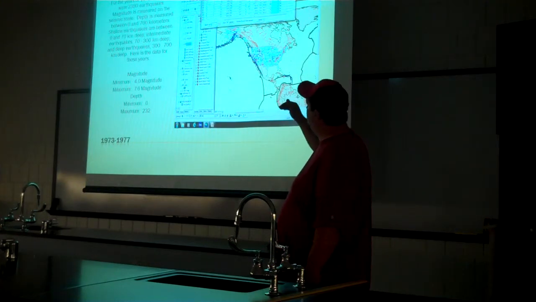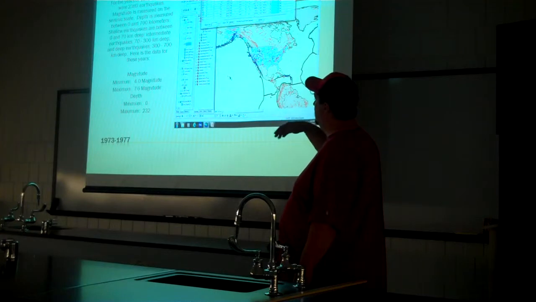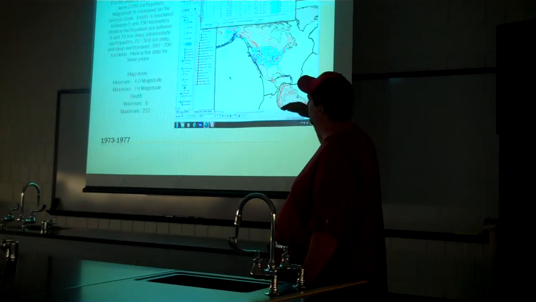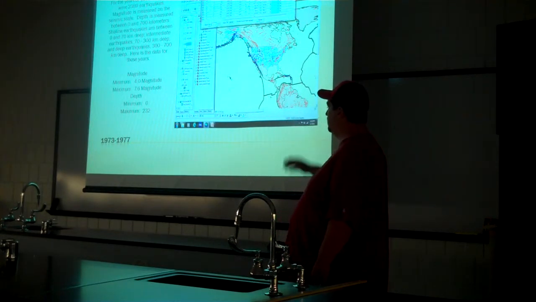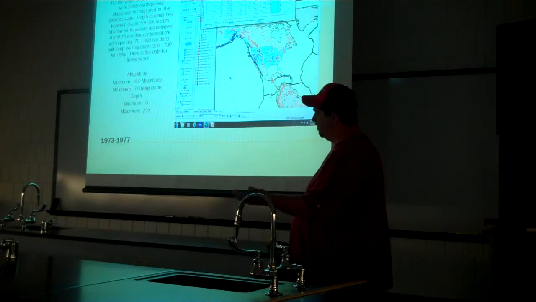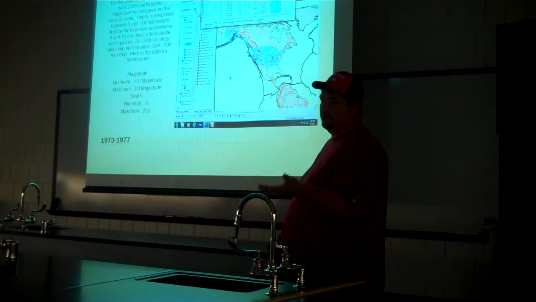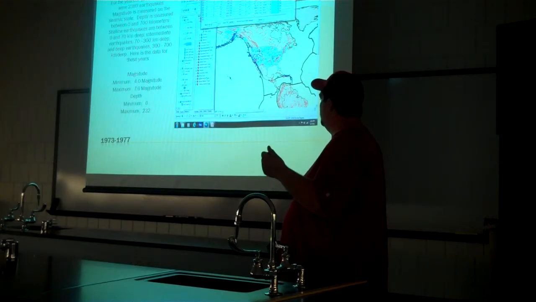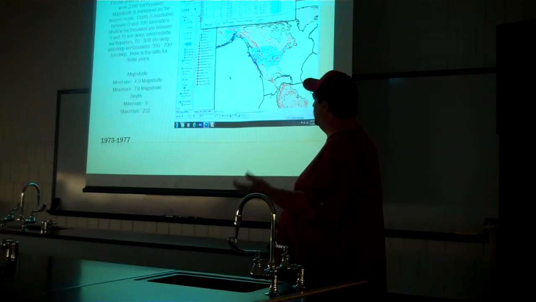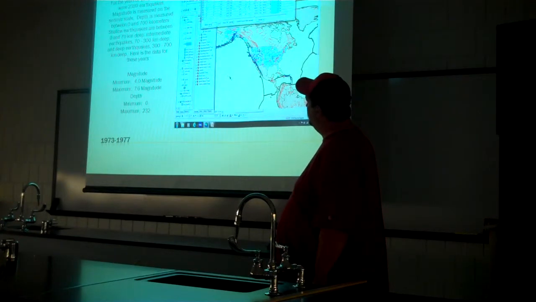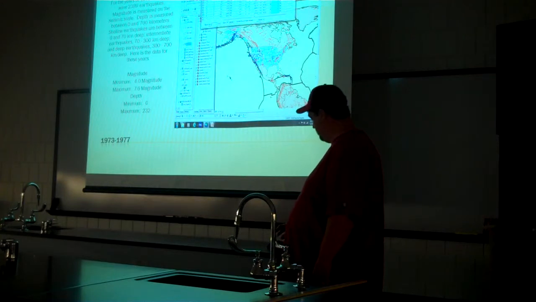So from 1973 to 1977, the minimum magnitude was 4.0 in my attribute table, and the maximum through those 5 years was 7.6 magnitude. You're going to see through all these slides that the minimum depth is going to be 0 because of surface quakes. And also, the maximum depth is 232 kilometers, which, if you look, is intermediate.